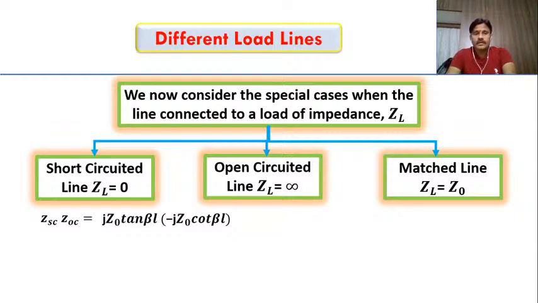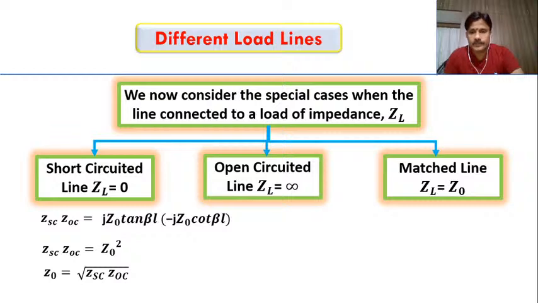So what will you get? Minus j square. j square is minus 1, minus into minus gives plus 1, and tan beta L multiplied with cot beta L, both cancel each other. So what remains is Z0 into Z0, so Z0 square will come. So ZSC into ZOC is Z0 square, or you can write from this Z0 equals square root of ZSC into ZOC. So it is a very important property.